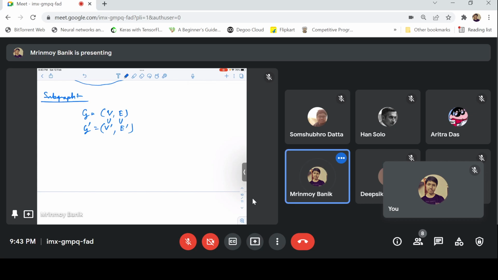So what are the conditions? If vi and vj are in V bar, then the pair vi vj has to be in E bar if and only if vi vj is in E. This must hold for all vi, vj. Okay, so then G dash is called a subgraph of G.